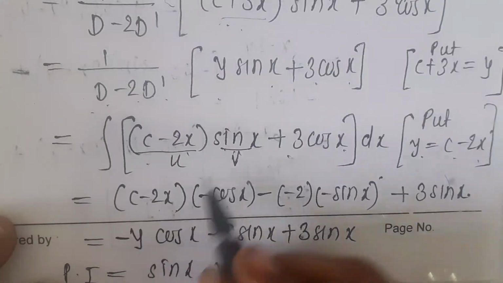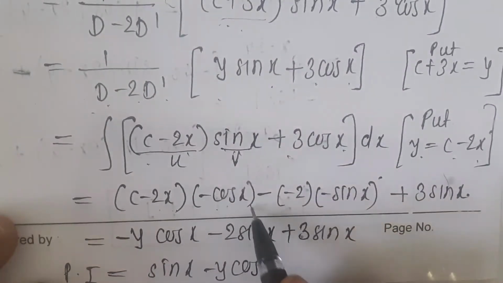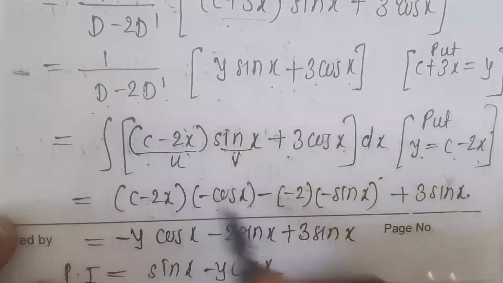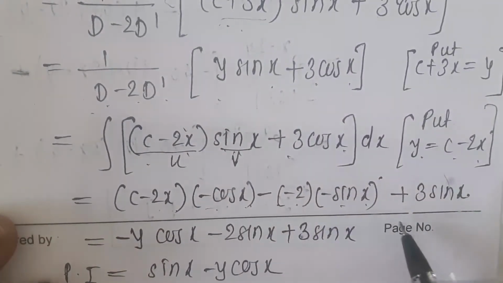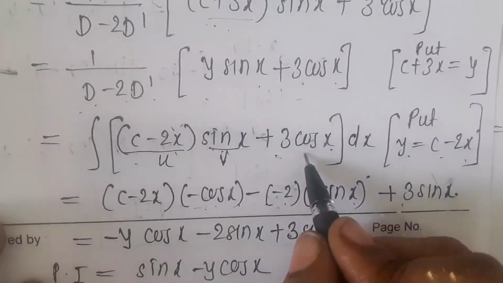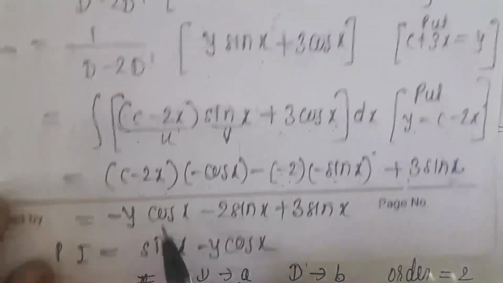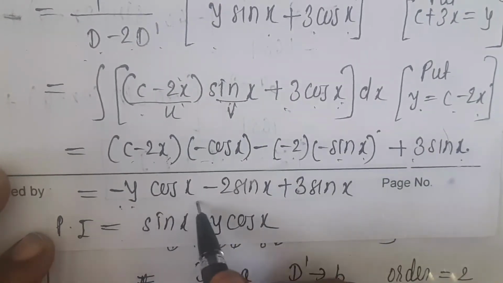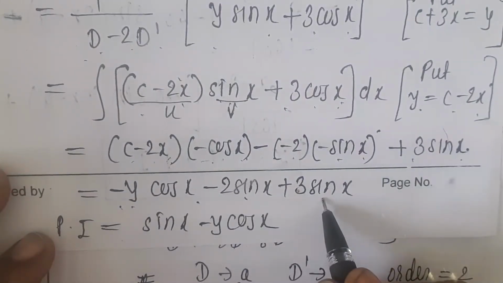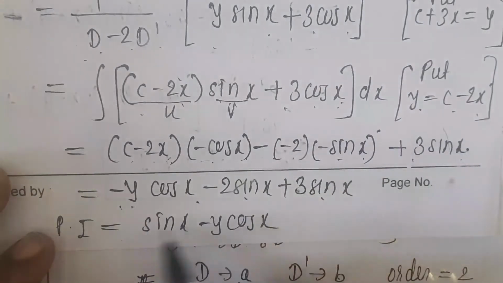So c minus 2x into integration of sin x is minus cos x, minus derivative of c minus 2x is minus 2 into integration of minus cos x is minus sin x, plus 3 into integration of cos x is sin x. Again c minus 2x, resubstitute it as y. So minus y cos x minus 2 sin x plus 3 sin x. So simplify it, we will get sin x minus y into cos x.